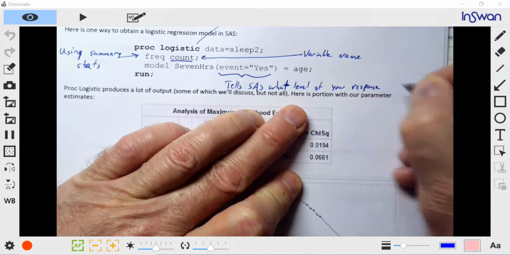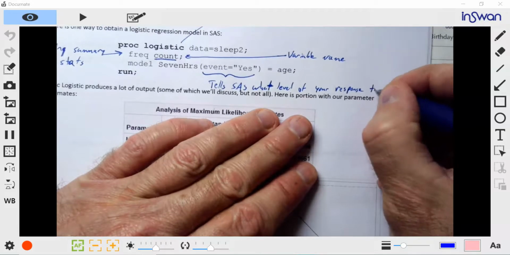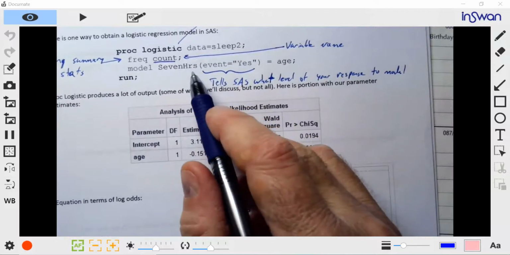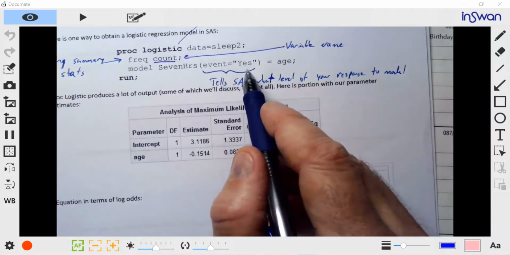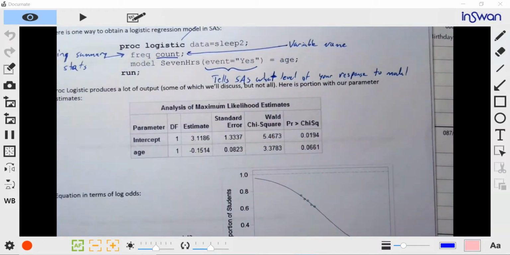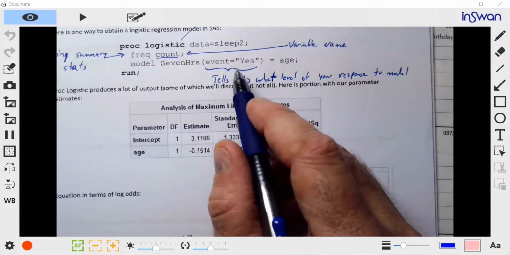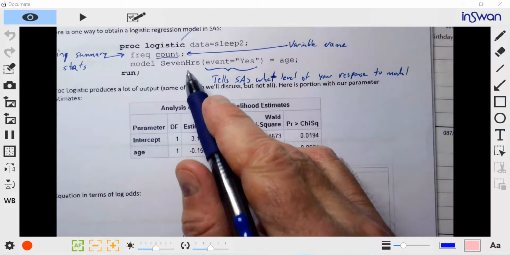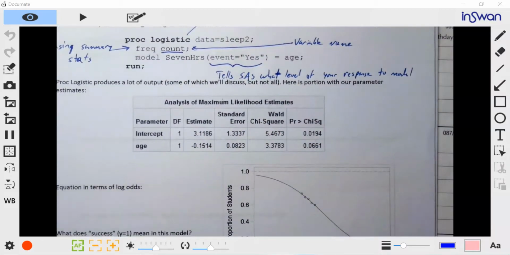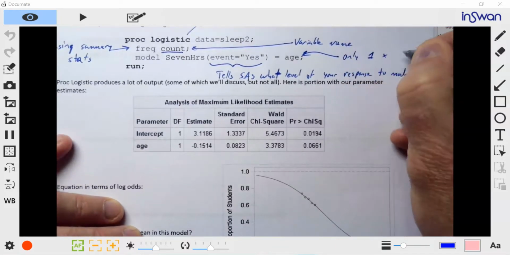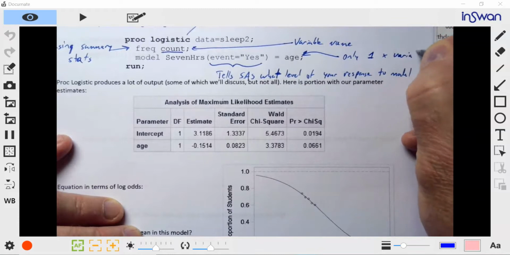And as you'll see later, it actually doesn't matter if we do this. You could equally model the probability that event equals no, or that 7 hours equals no in this case. You would actually get an equivalent model. You just have to understand what level of the response you're actually modeling. We'll see this a little bit down below. And then age, of course, we have only one X variable because we're doing simple logistic regression now.